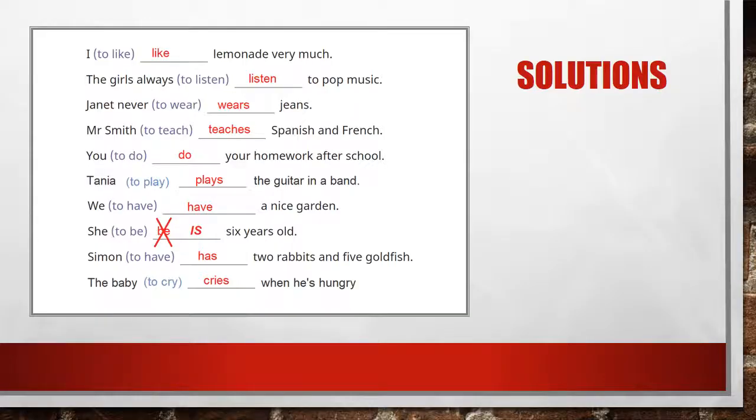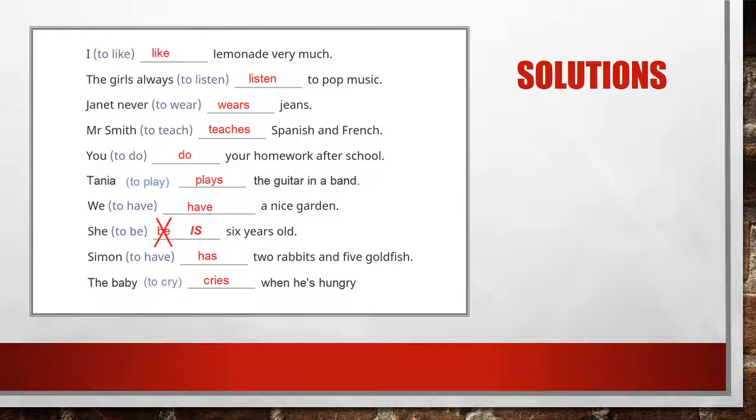Class, I hope you got something like this. I like lemonade. The girls always listen. When it comes to Janet, Janet is a woman, so is she, right? So Janet never wears. Mr. Smith teaches. I hope you remember that the verb that finishes with ch is supposed to have es at the end, right?